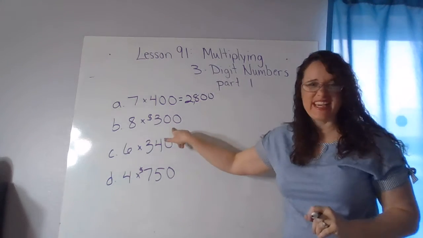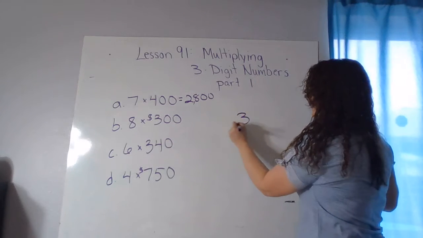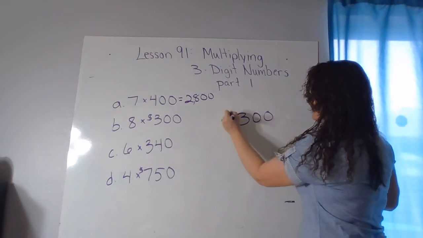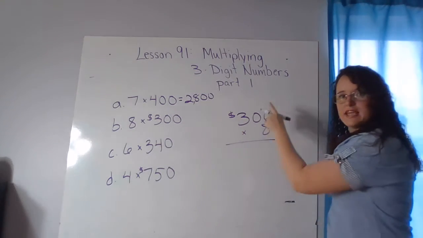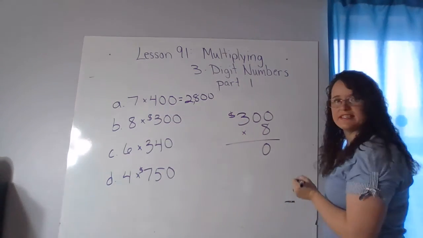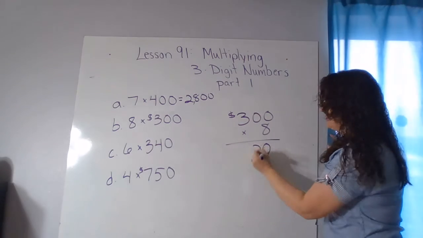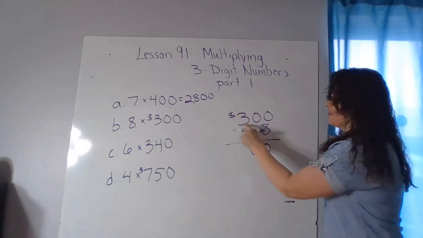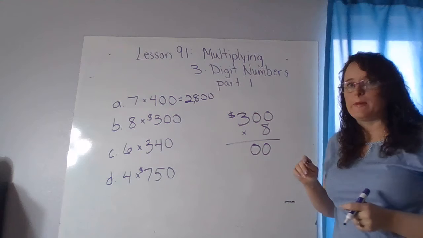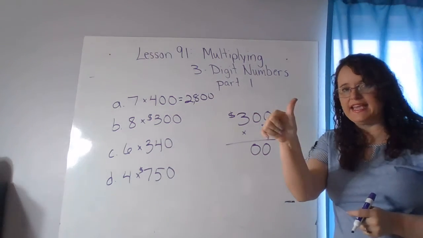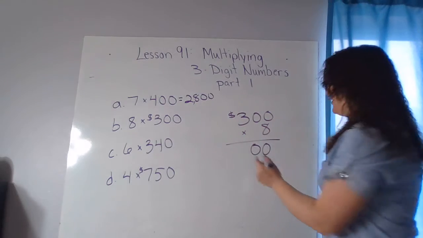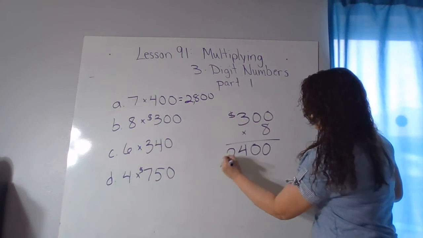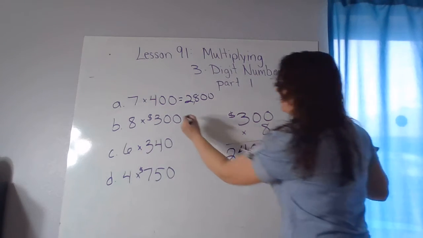Again, I don't like the way it's written. I'm going to rewrite it. Big number on top, little number on the bottom. 0 times 8 gives me 0. 0 times 8 gives me 0 again. 3 times 8, let's count by 8s. 8, 16, 24. So $2,400.